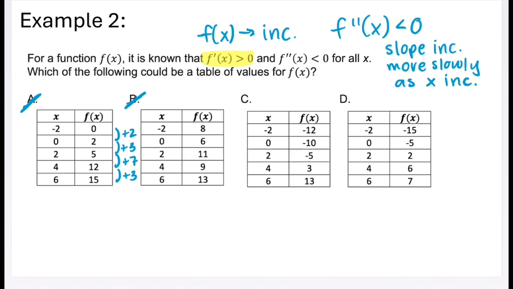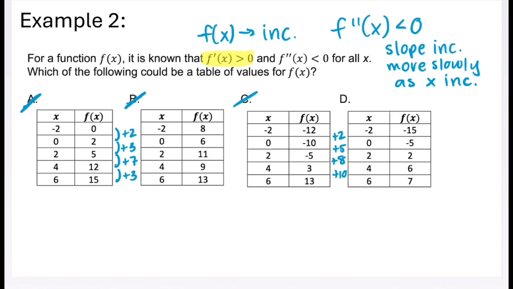In C, we go from negative 12 to negative 10, so it goes up 2. Negative 10 to negative 5, so up 5. Negative 5 to 3, so up 8. And 3 to 13 is going to be up 10. So that one's actually increasing faster as you go down. So that one's not going to be it. If it said that f double prime was greater than 0, that one would be an option.